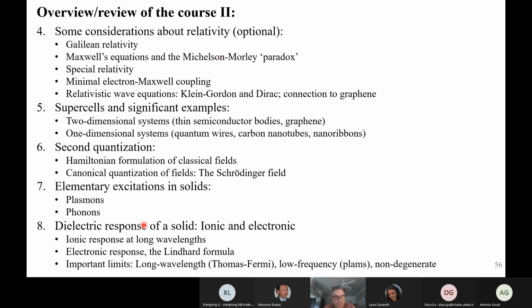We saw, as an important parenthesis, the dielectric response of a solid, splitting into an ionic and electronic component. The ionic response was treated at long wavelengths, looking at the resonance of ions that oscillate, related to optical phonons. And for the electronic response, we saw the general Lindhard formula using the random phase approximation, and we saw important limits: the Thomas-Fermi screening, or the Debye-Hückel in a non-degenerate case, and at low frequency, the plasma oscillation.